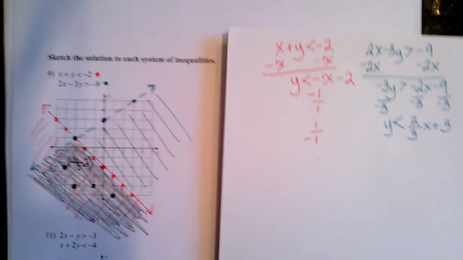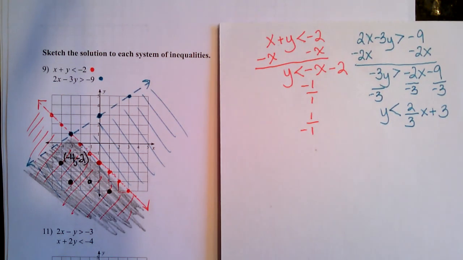And that's how you sketch a solution to a system of inequalities. Isolate y in both equations, graph both lines, taking note on whether the line is dotted or solid. Solid means it includes, dotted means it excludes, and then you're shading the values above or below the line based on the y-axis.